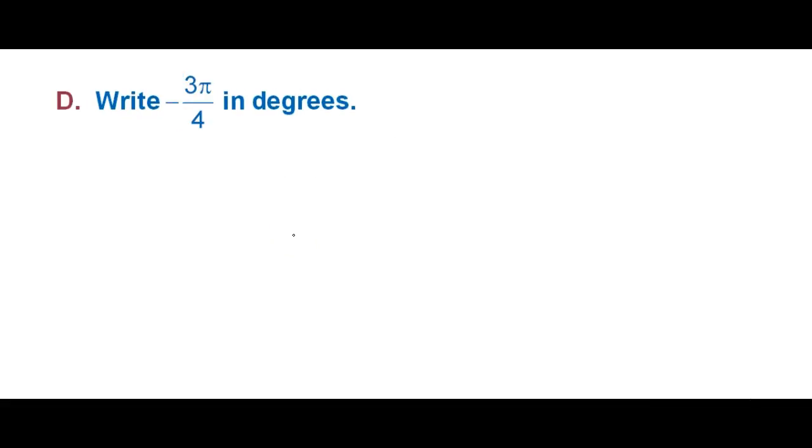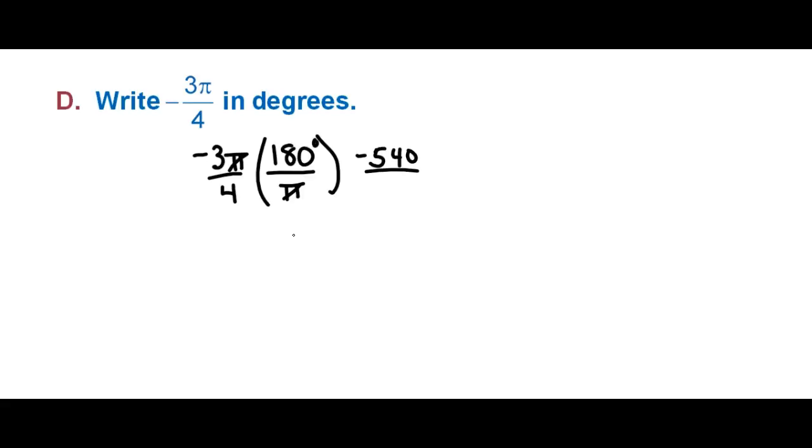Finally, we have this expression, negative 3 pi over 4 radians that we want to put into degrees. So let's multiply by 180, divide by pi, and put the degrees in there. Pi's cancel out. 3 times 180 is 540, so we get negative 540 over 4, which simplifies to negative 135 degrees.